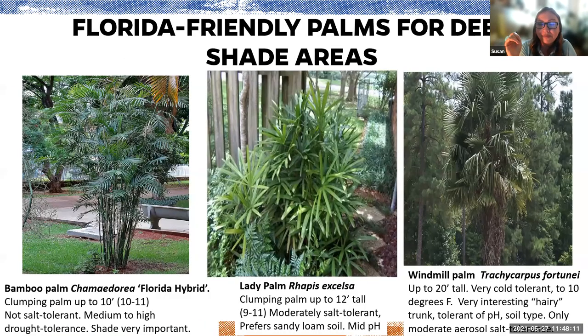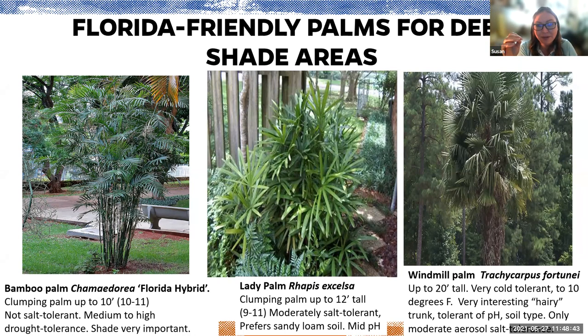And here are some palms that actually need shade. They will not look good if you plant them in a sunny area. So the bamboo palm, the non-native but Florida-friendly Chamaedorea hybrid, is a clumping palm. So that's where it gets its name, bamboo palm. It resembles bamboo. It's really attractive. So if you're afraid to have bamboo because bamboo gets so large, this is a nice, neat little palm that stays very contained for you.